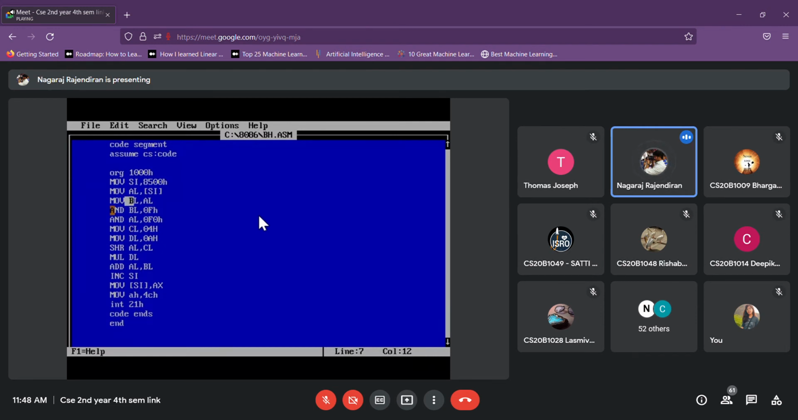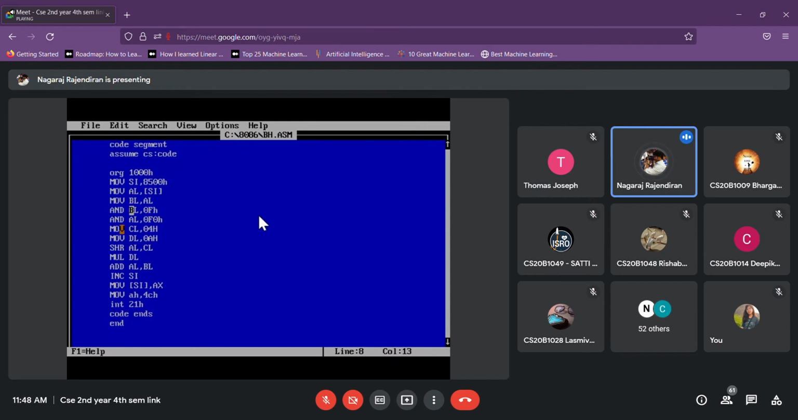Then we are performing an AND operation with the same content. For example, 58 is my input, which means I am performing the AND operation of 58 with 0F. You will get 08 as a result, and it will be stored in BL.